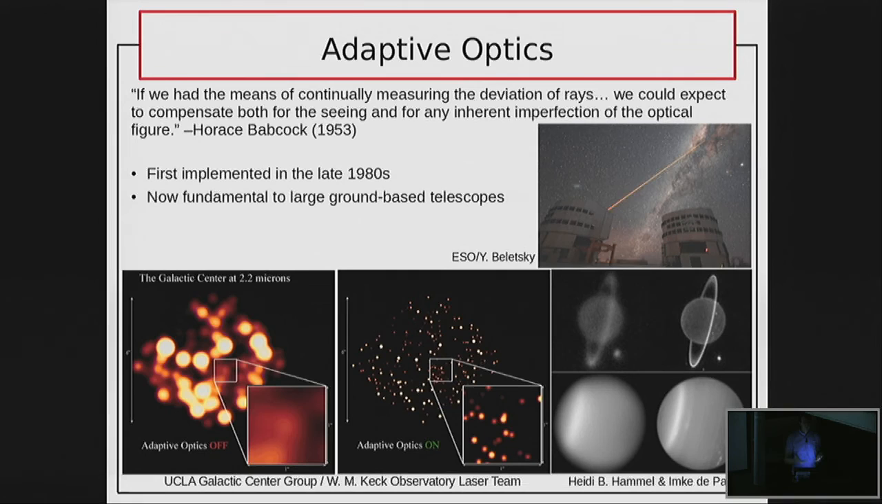And so this was first implemented in the late 80s, and it's now really a fundamental part of large ground-based telescopes. It's had a lot of great triumphs. Probably the most famous is staring at the galactic center and looking at S stars, looking at these orbits of S stars. So what we've developed is an analogous framework called stochastic optics.